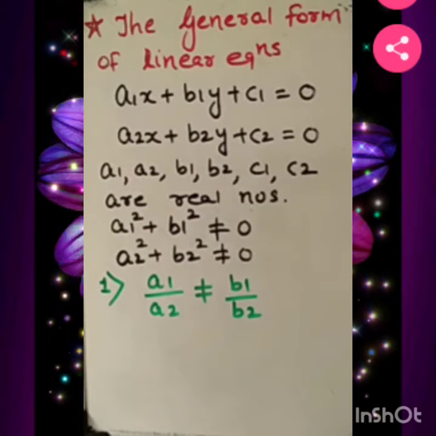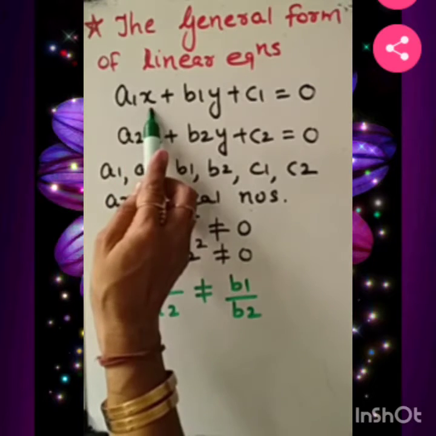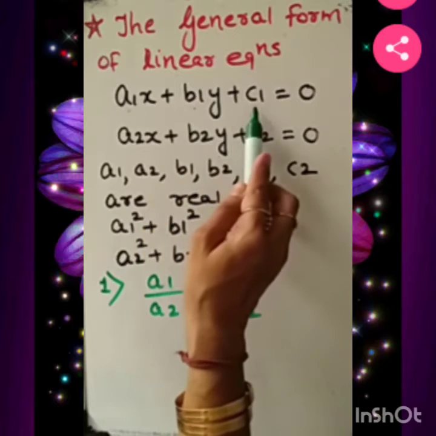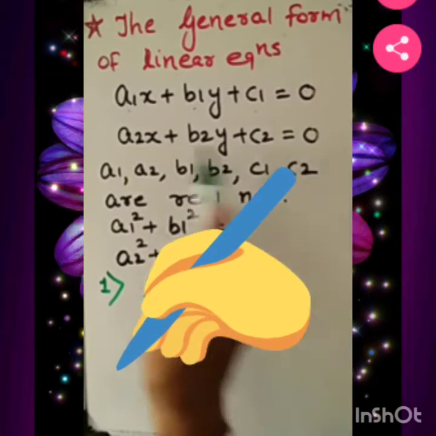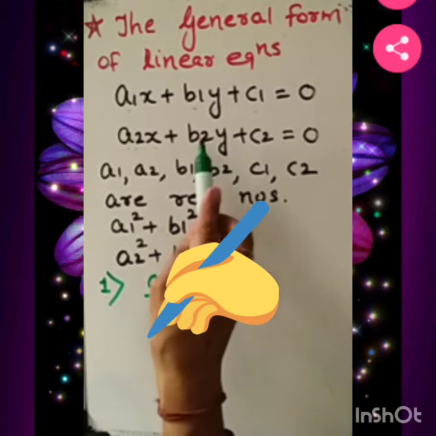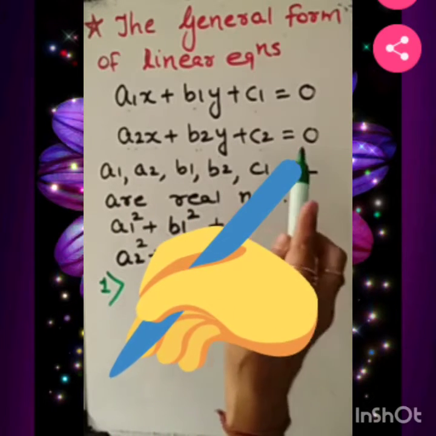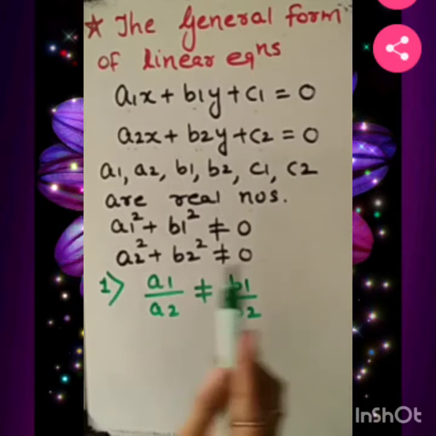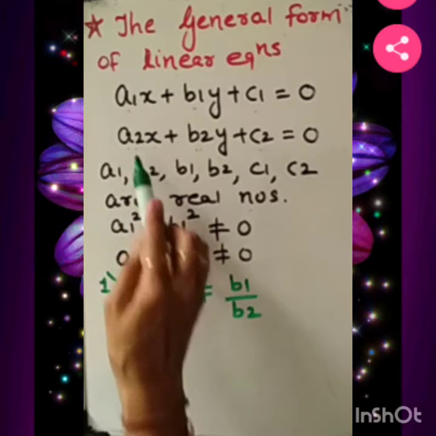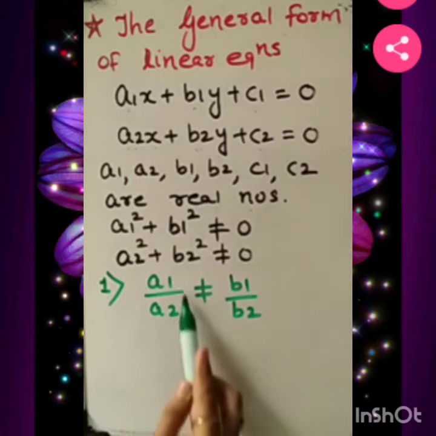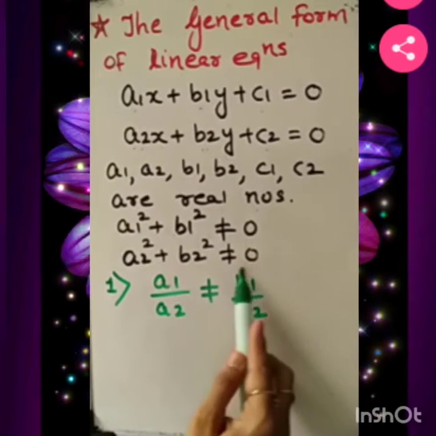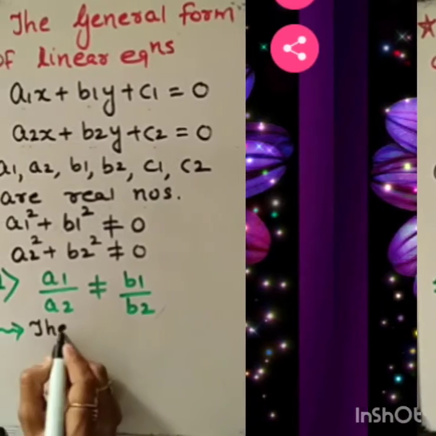a1 is the coefficient of x, b1 is the coefficient of y, and c1 is a constant term. a2 is a coefficient of x, b2 is a coefficient of y, and again c2 is a constant term. What is the meaning of this thing? This thing indicates ratio of a1 and a2. Means we need to take the ratio of the variable x, and we have to take the ratio of variable y. Okay?